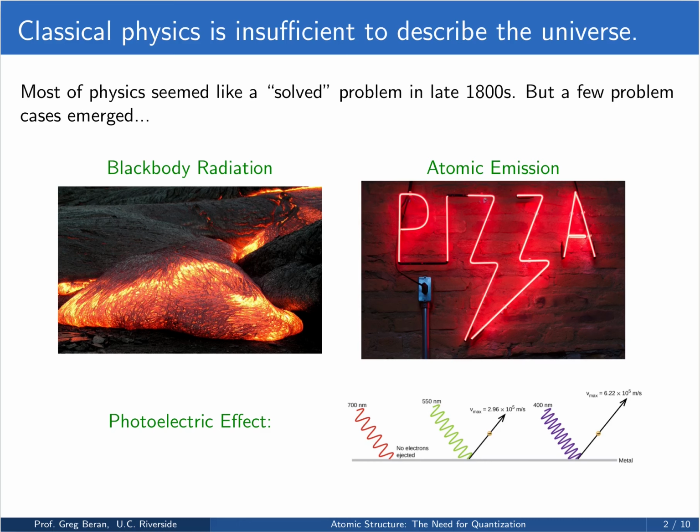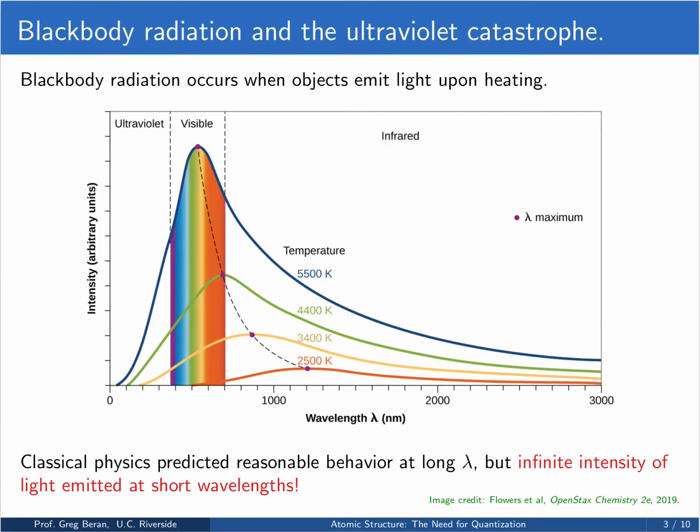For example, blackbody radiation, this idea that really hot materials can emit light. You've seen this, for example, in molten lava, as the picture shows here, or perhaps in hot iron, how it turns red and eventually white hot. Atomic emission, which is the principle behind neon signs, for example, or the photoelectric effect, where light can cause electrons to be emitted from a metal surface. As we'll talk about in the next several slides, none of these could really be described by the classical models of the day. To begin, let's talk about blackbody radiation.